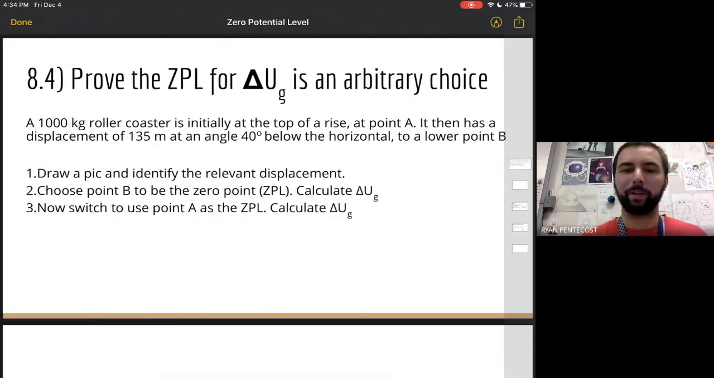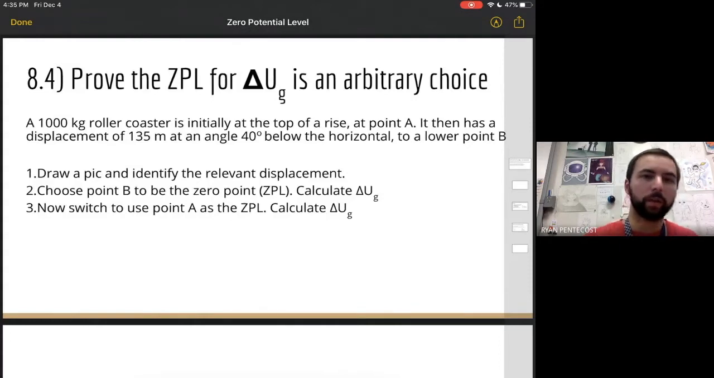Hi, everyone. So today we're going to talk more about the zero potential level. In our last video, we talked about how the ZPL, or the zero potential level, for any gravitational potential energy problem is arbitrary. You can put it wherever and the math will work out. So here we're going to prove it.